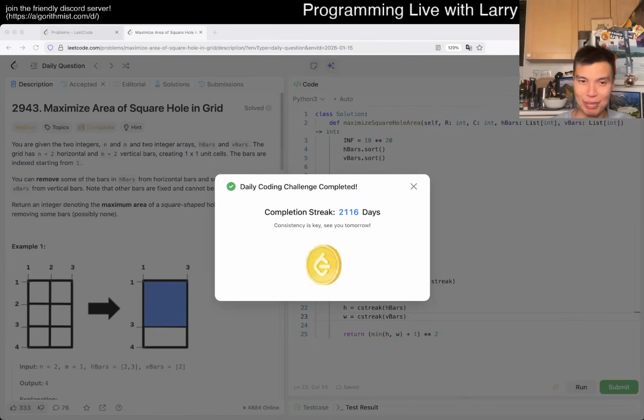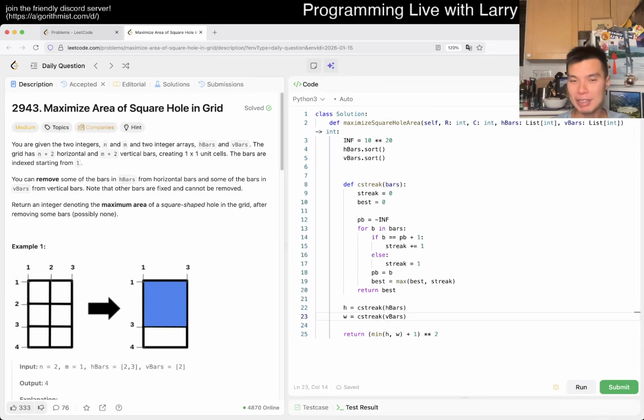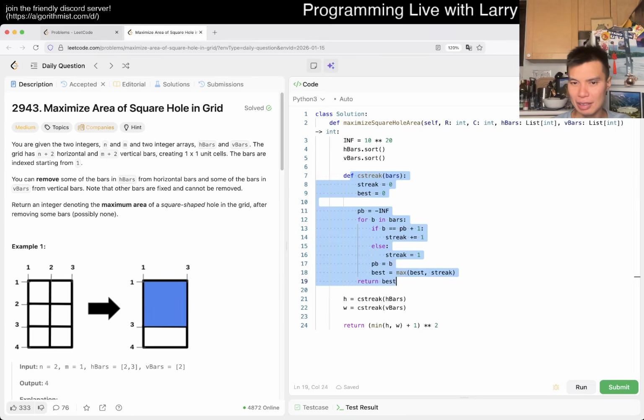Let me know in the comments how well you read this one, honestly, because, I don't know, maybe today I'm just having an issue. But yeah, this is going to be dominated by the sorting, right? So it's going to be n log n plus m log m or whatever, because this is linear, as you can see, and that's it. That's all the work, right?